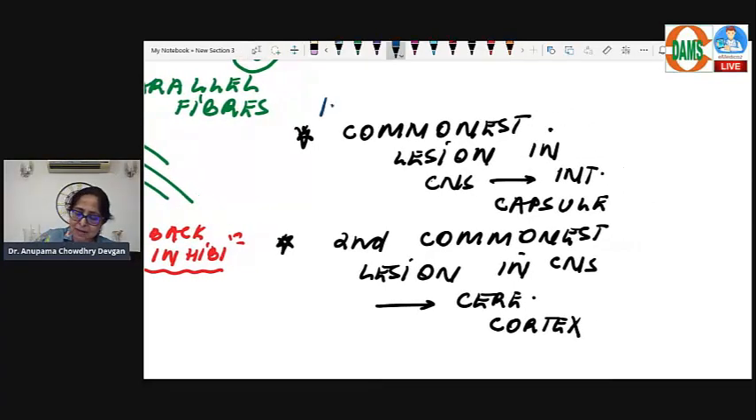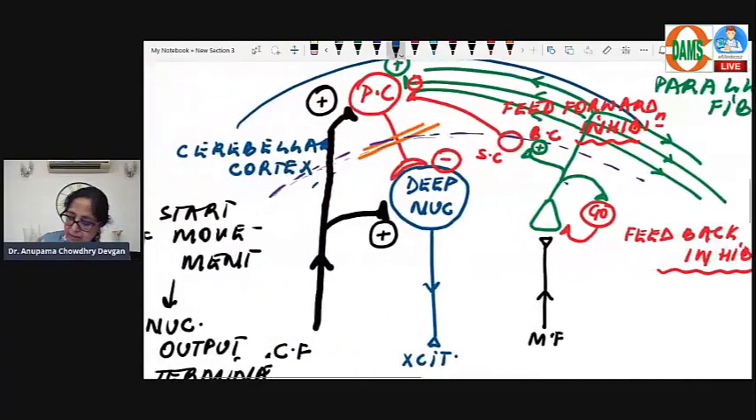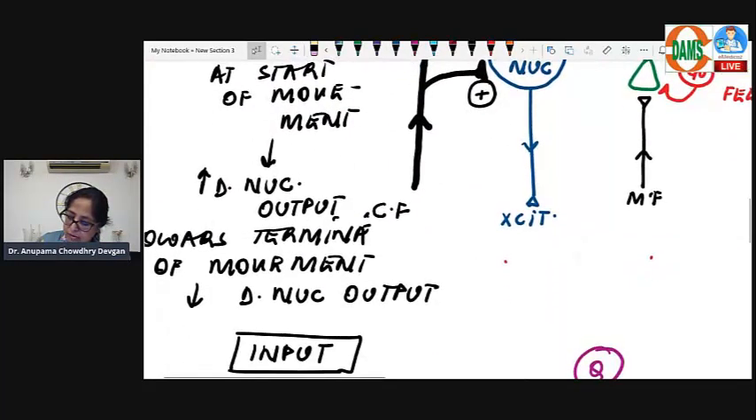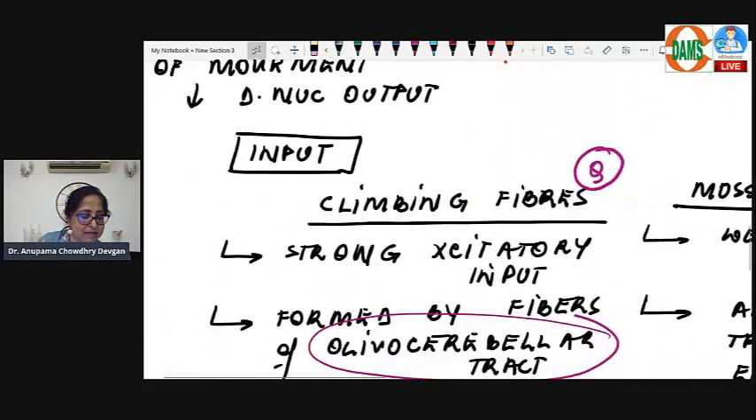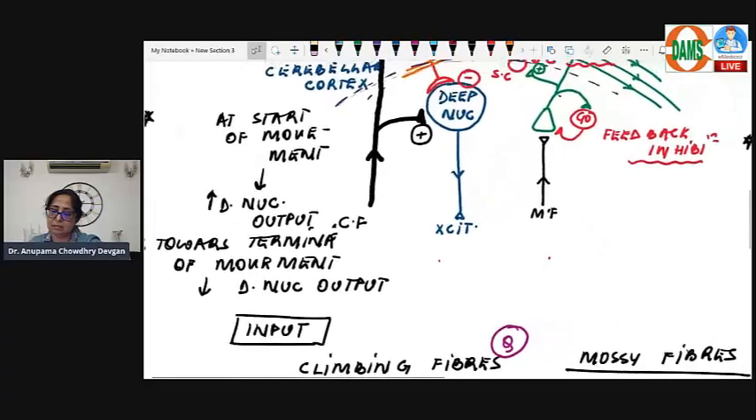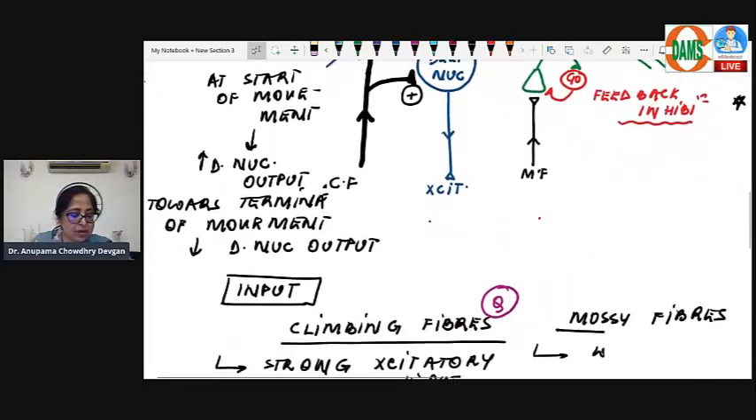This commonest means first commonest lesion. What are you saying, Pranav? Nonsense. Okay. Have I written output? Sorry. No. Where have I written output? I have written input for the climbing fibers. I wrote input, I did not write output. Where have I written output, son? I wrote input. Okay. All right.